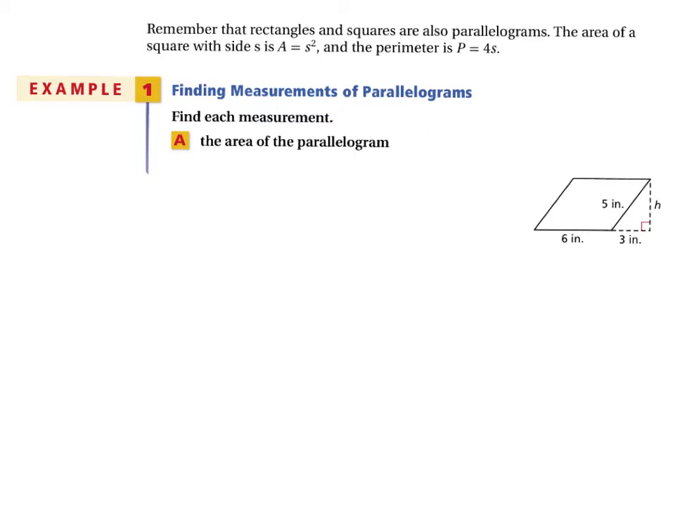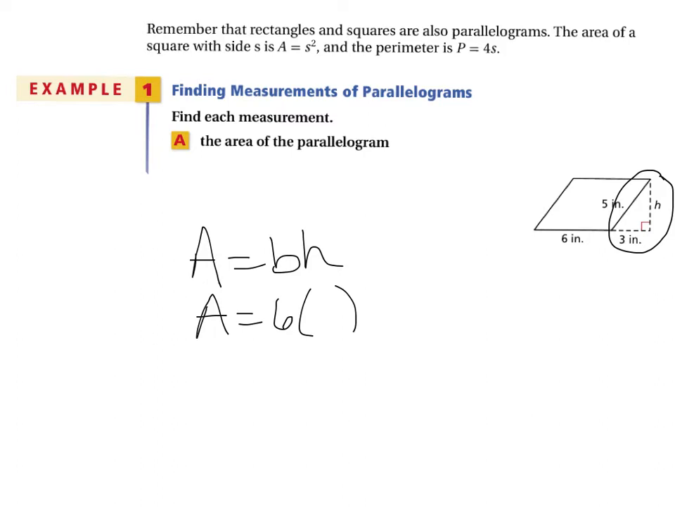So for example, number 1, find the area of a parallelogram. Well, you know that the area of a parallelogram is base times height. So the base of this parallelogram is 6, but we do not have the height. Well, the height is formed by a right triangle. Right triangle, Pythagorean theorem. h squared plus 3 squared equals 5 squared. And you should know by just looking at it that this is a Pythagorean triple of 3, 4, 5. So if you did solve this, you would get a height of 4. And that would give you an area of 24 square inches.